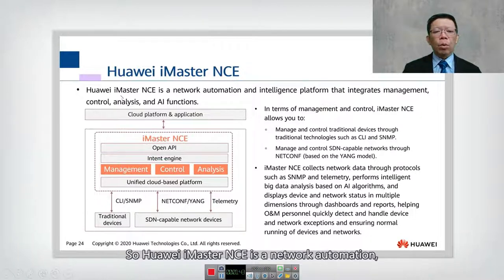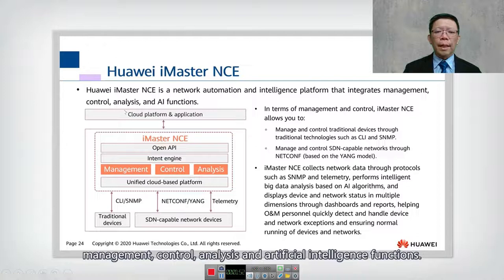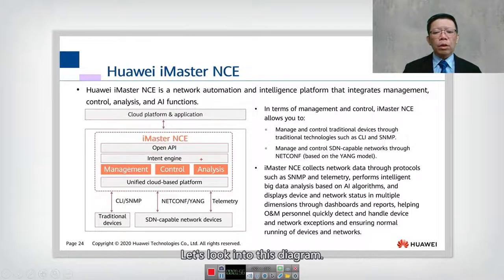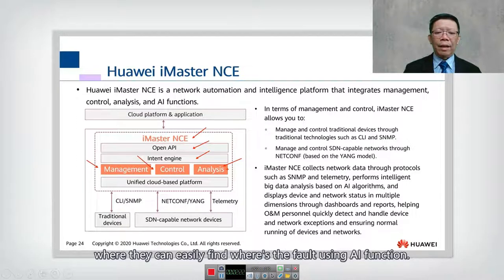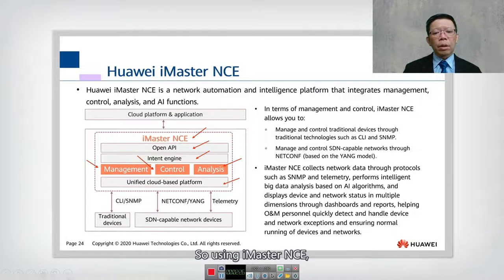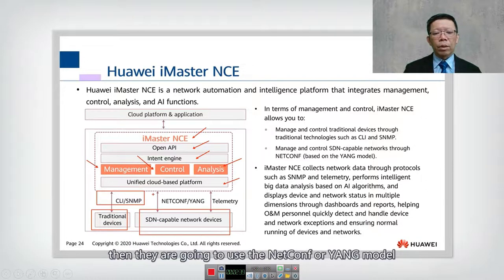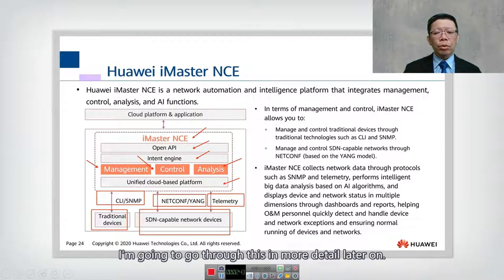Huawei iMaster NCE. Huawei iMaster NCE is a network automation and intelligent platform that integrates management, control, analysis, and artificial intelligence functions. Let's look into this diagram. We have our iMaster NCE that's using open API, which also has an intent engine that can do management of your network, similar to eSight. We can do control such as authentication, and iMaster NCE also can do analysis where it can easily find where the fault is using AI functions. All these are cloud-based. So using iMaster NCE, Huawei can use the traditional CLI or SNMP to manage the traditional device. And if your devices are SDN capable, then they are going to use NETCONF or the Yang model and telemetry. I'm going to go through this in more detail later on.